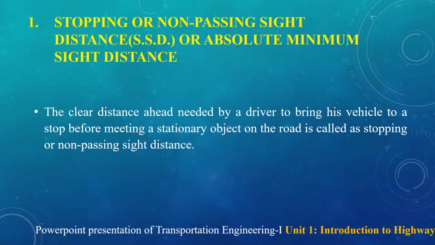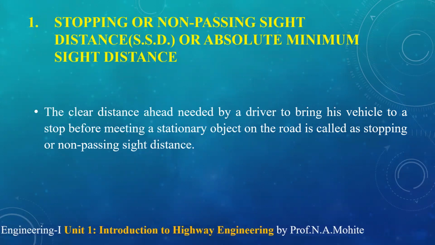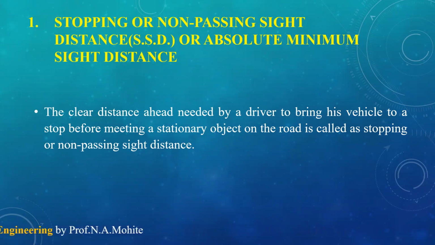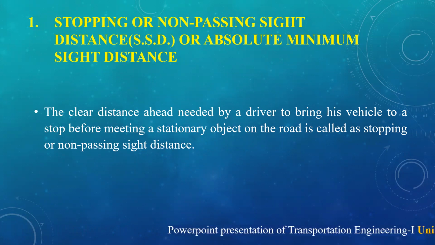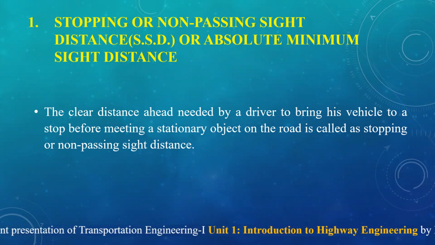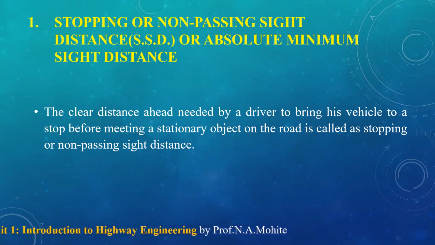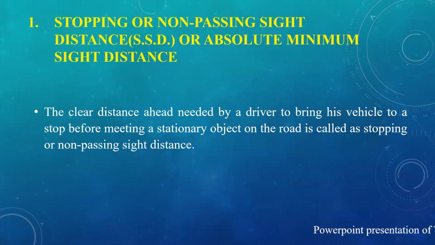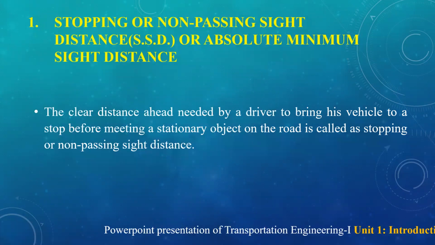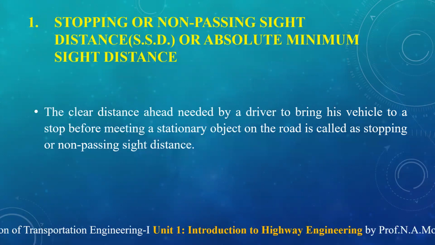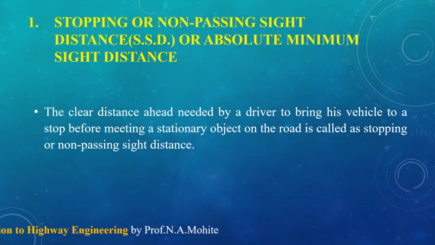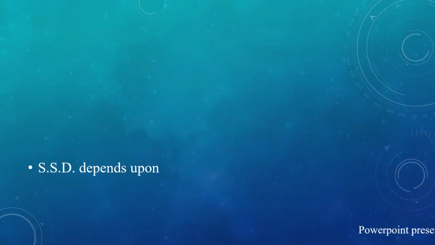So correspondingly, whenever you are going to drive your car, the driver should be able to stop his vehicle when he can see a stationary object, without causing any kind of collision with that. That is nothing but your stopping sight distance. So there are various factors on which the stopping sight distance depends.